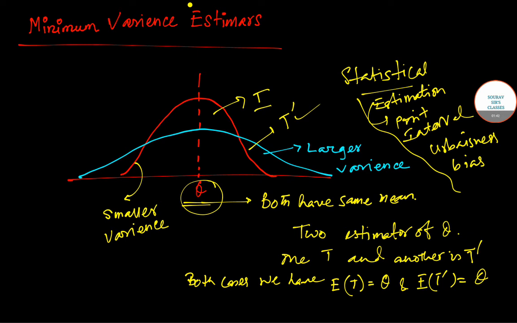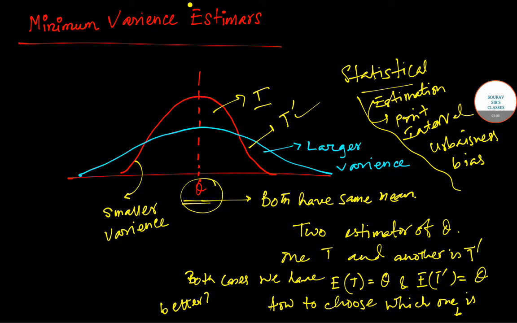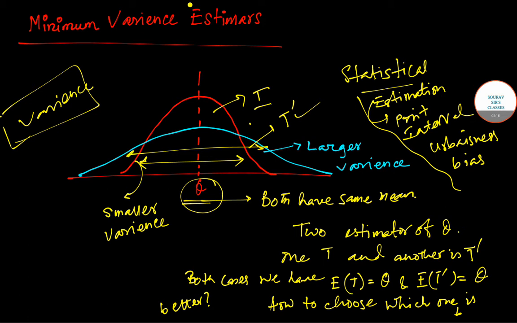So in this case, how do we choose which one is better? Then we use the concept of variance. As we can see, for t the variance is pretty low, but for t prime the variance is very high. So in that case we will be choosing the one with the lower variance.